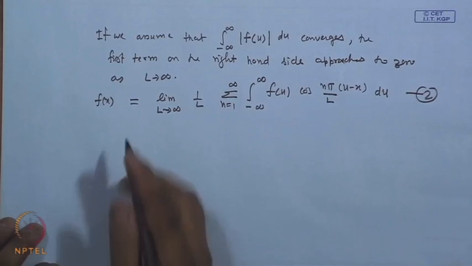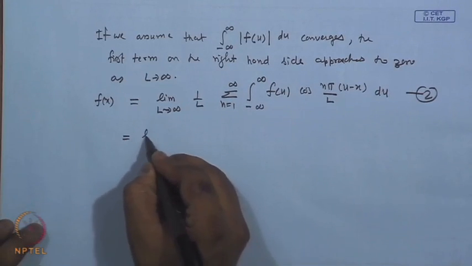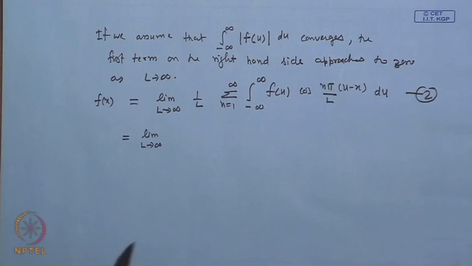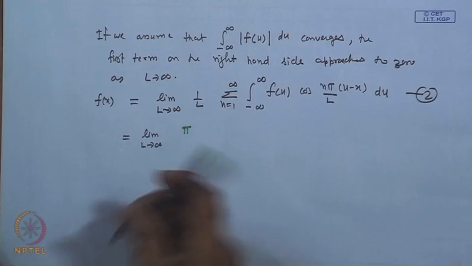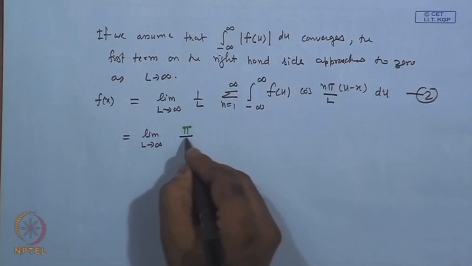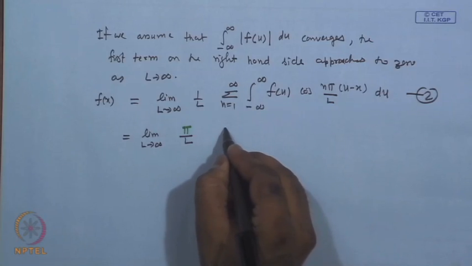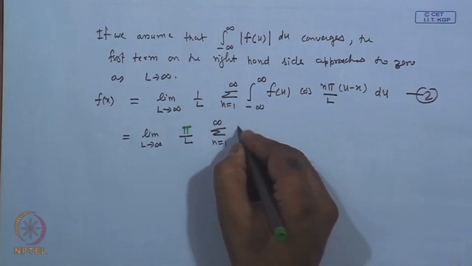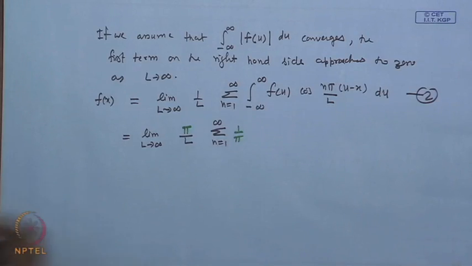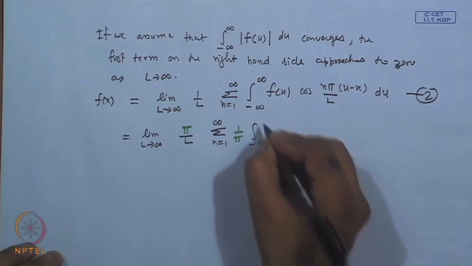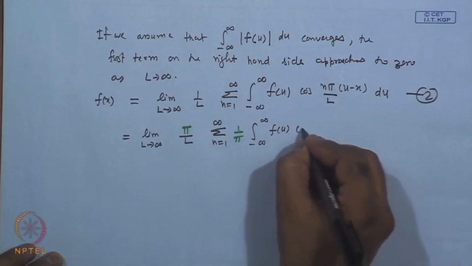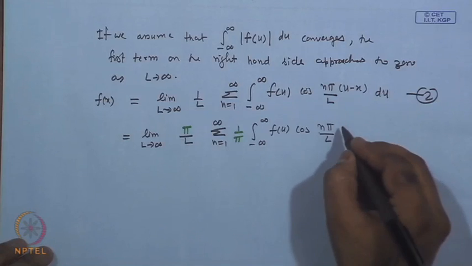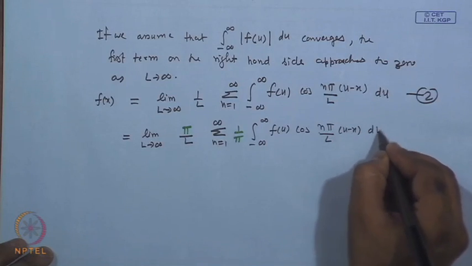Now there is a trick here, so let me explain it very clearly. As L goes to infinity we multiply by π here, so π over L, and then we have the summation from n = 1 to infinity. This 1 over π we have to accommodate here, so 1 over π and then the integral from -infinity to +infinity of f(u) cos(nπ/L (u - x)) du.